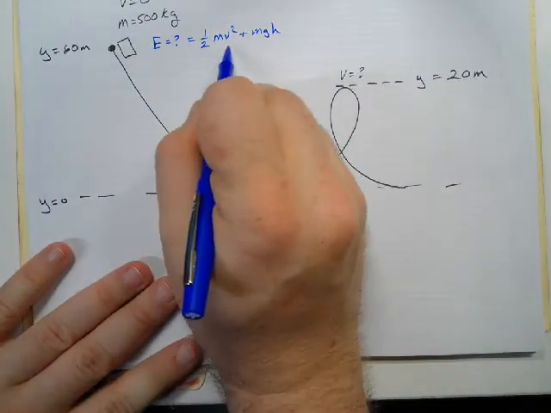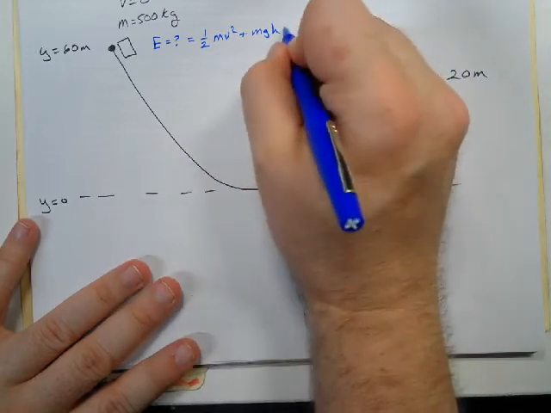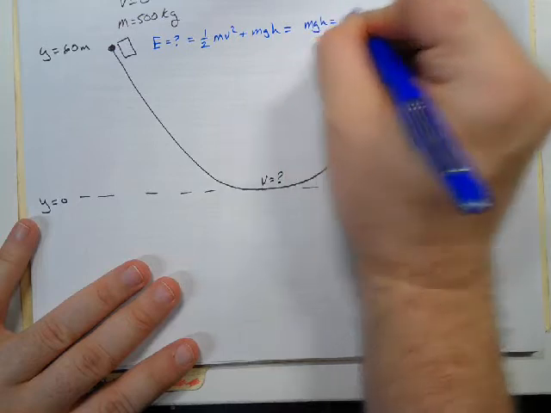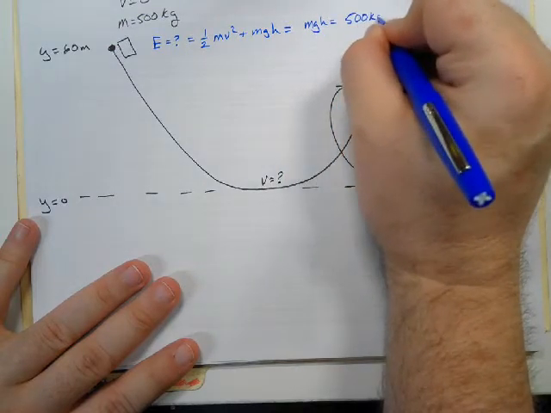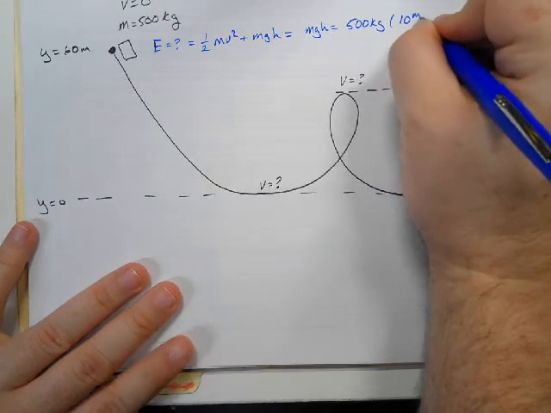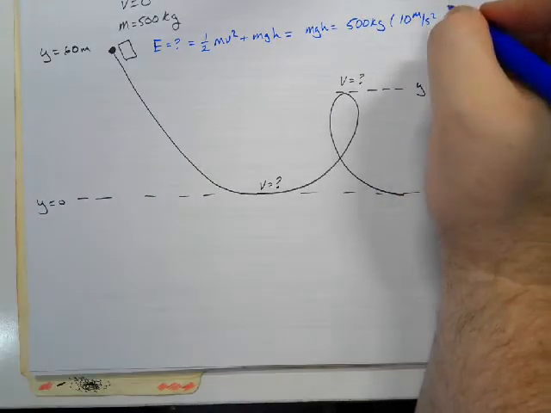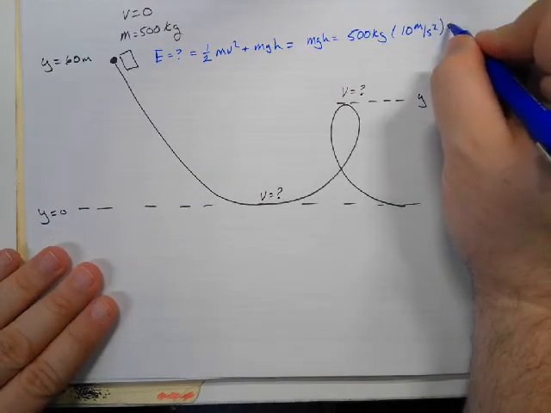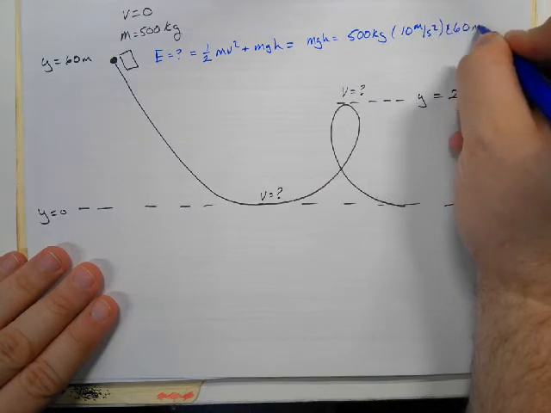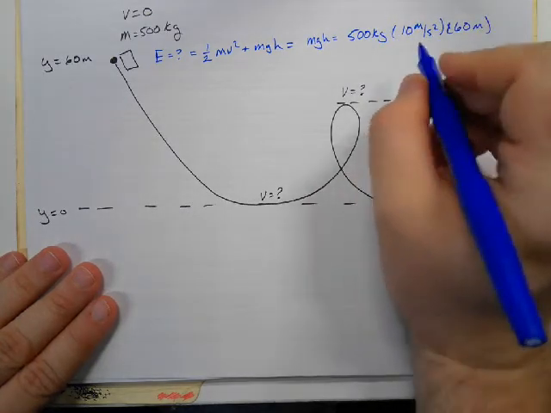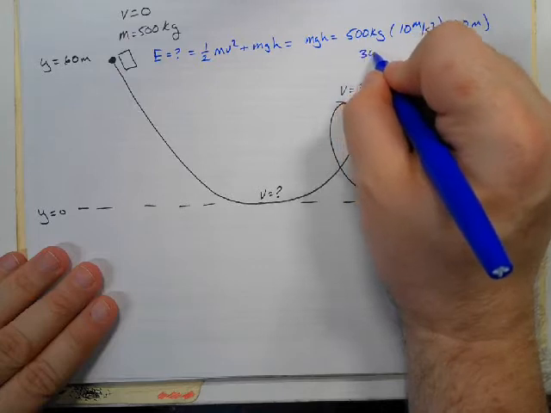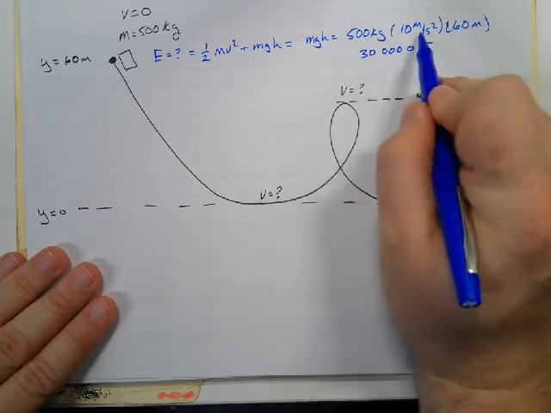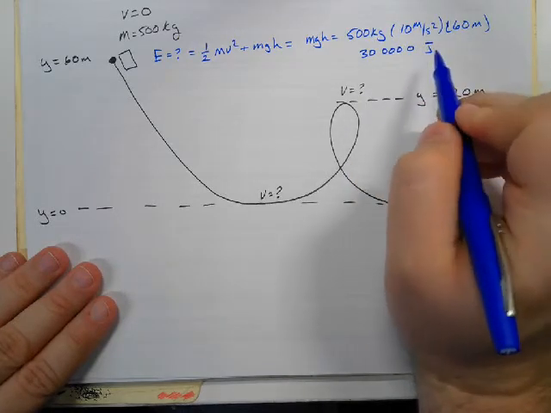And this term is 0 because the velocity is 0. So it's just mgh, which is 500 kilograms times 10 meters per second squared, times 60 meters. So I have 1, 2, 3, 4 zeros. And 5 times 6 is 30. So it's 300,000. Kilogram meter per second squared is a newton, times a meter is a joule.